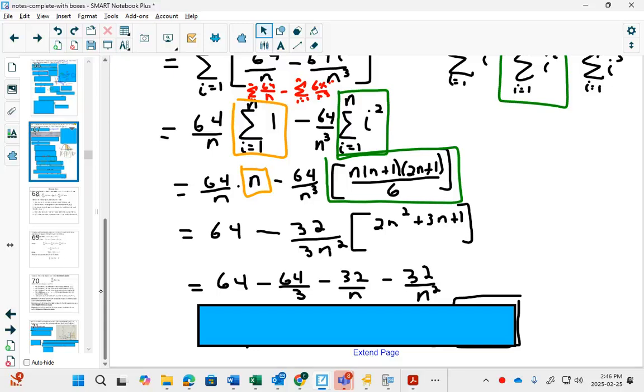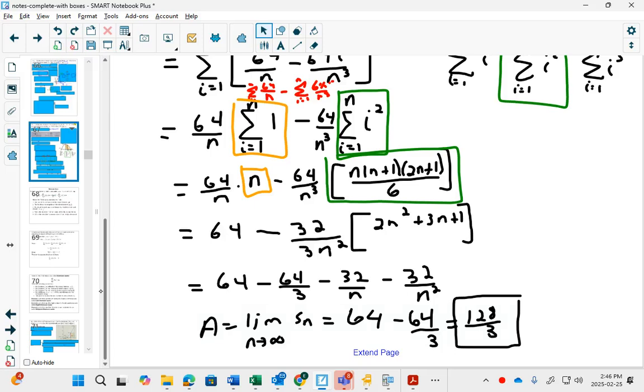Anyway, so this is our simplified formula. If we take the limit as n goes to infinity, that should be the area. Do you see how nicely these just disappear? If you go n to infinity, those just become 0. And we end up with that shaded orange part is 128 over 3. Crazy.